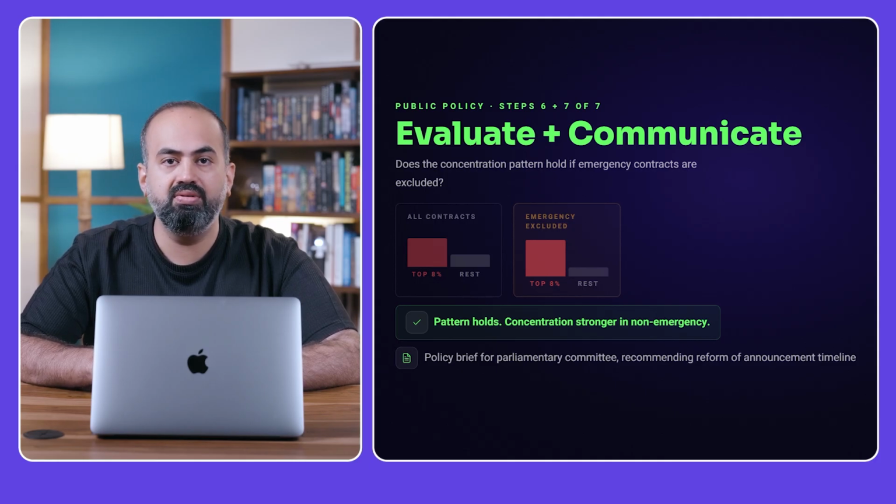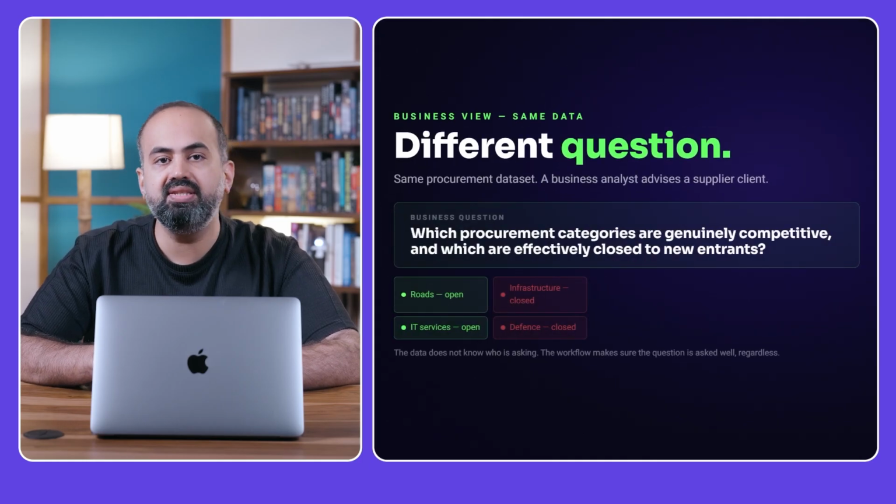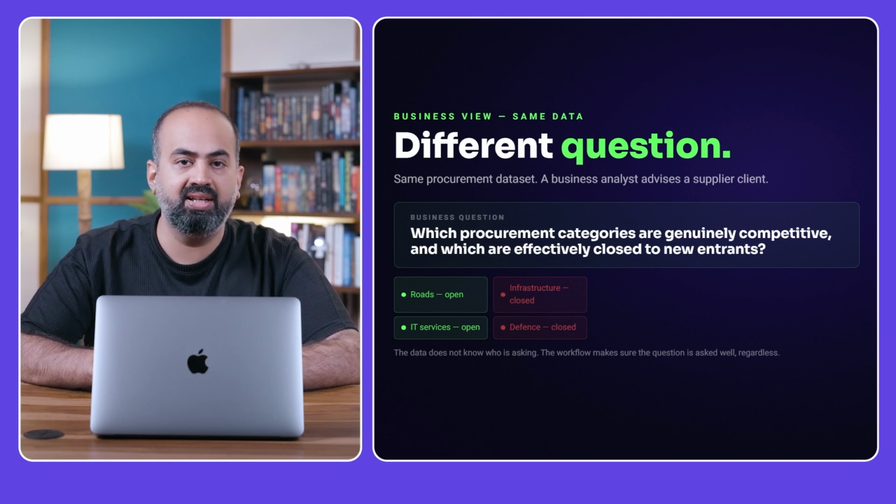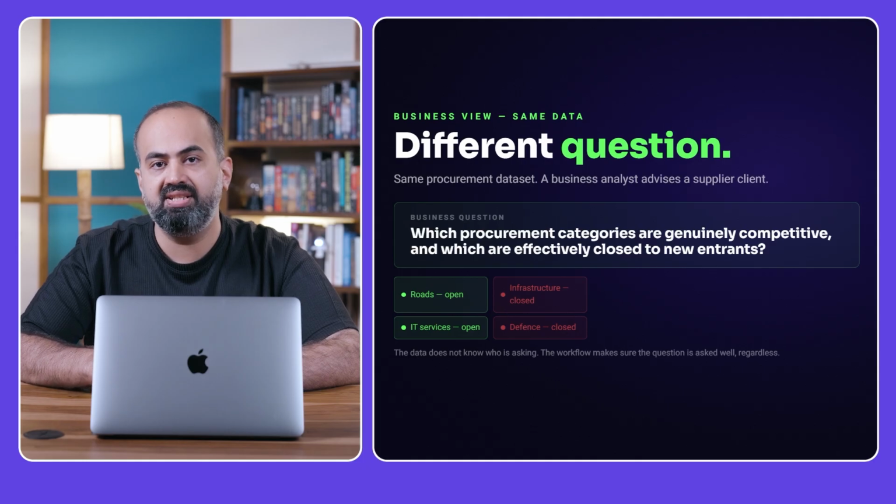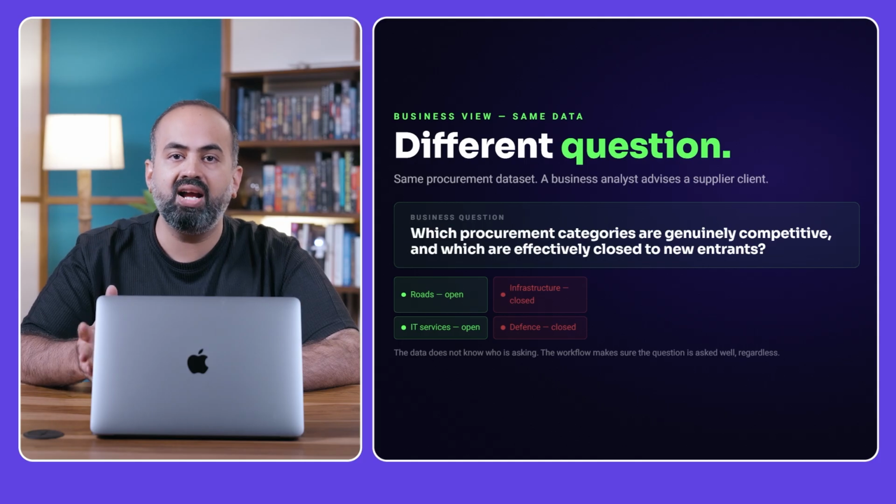The business view, same data, different question. A business analyst uses the same data set to advise a supplier client which procurement categories are genuinely competitive and which are effectively closed to new entrants. Same 7 steps, same data set, different decision maker, different question, different communication product. The data does not know who is asking. The workflow makes sure the question is asked well, regardless of who is doing the asking.